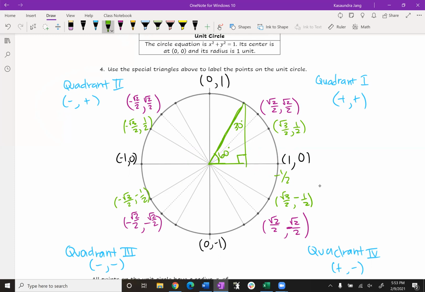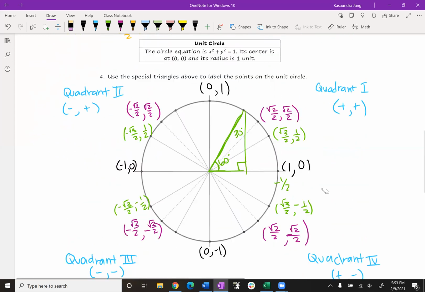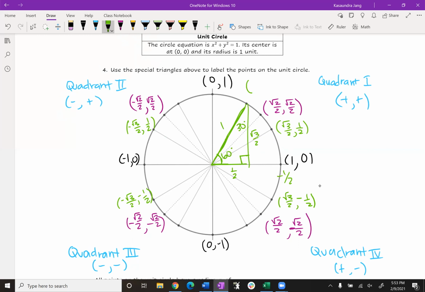So off of that, I still have this special triangle where across from the 30 is my 1/2, across from the 60 is my √3/2, and the hypotenuse is a 1. Across from my 30 is the 1/2. Across from my 60 was the √3/2, and the hypotenuse is a 1. All right, so my xy point now, I basically swapped my x and y. My x is now the 1/2, and my y is the √3/2.